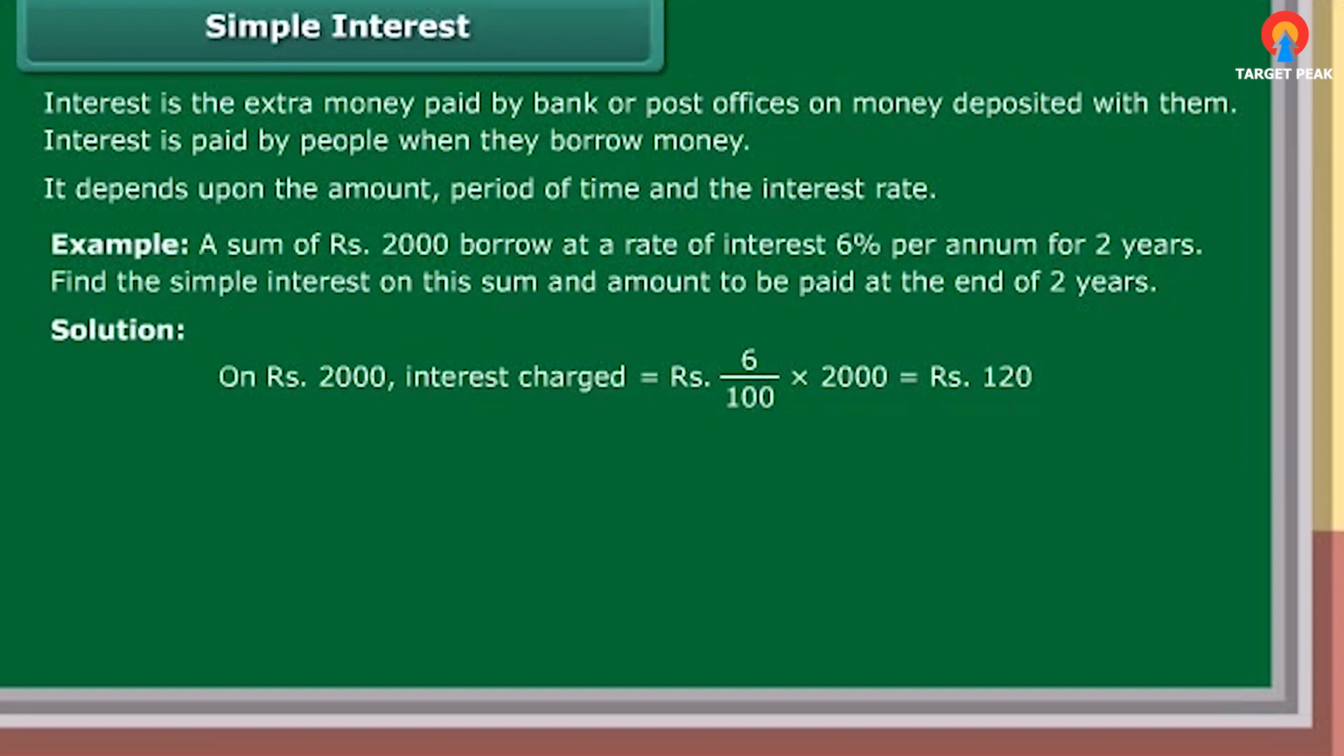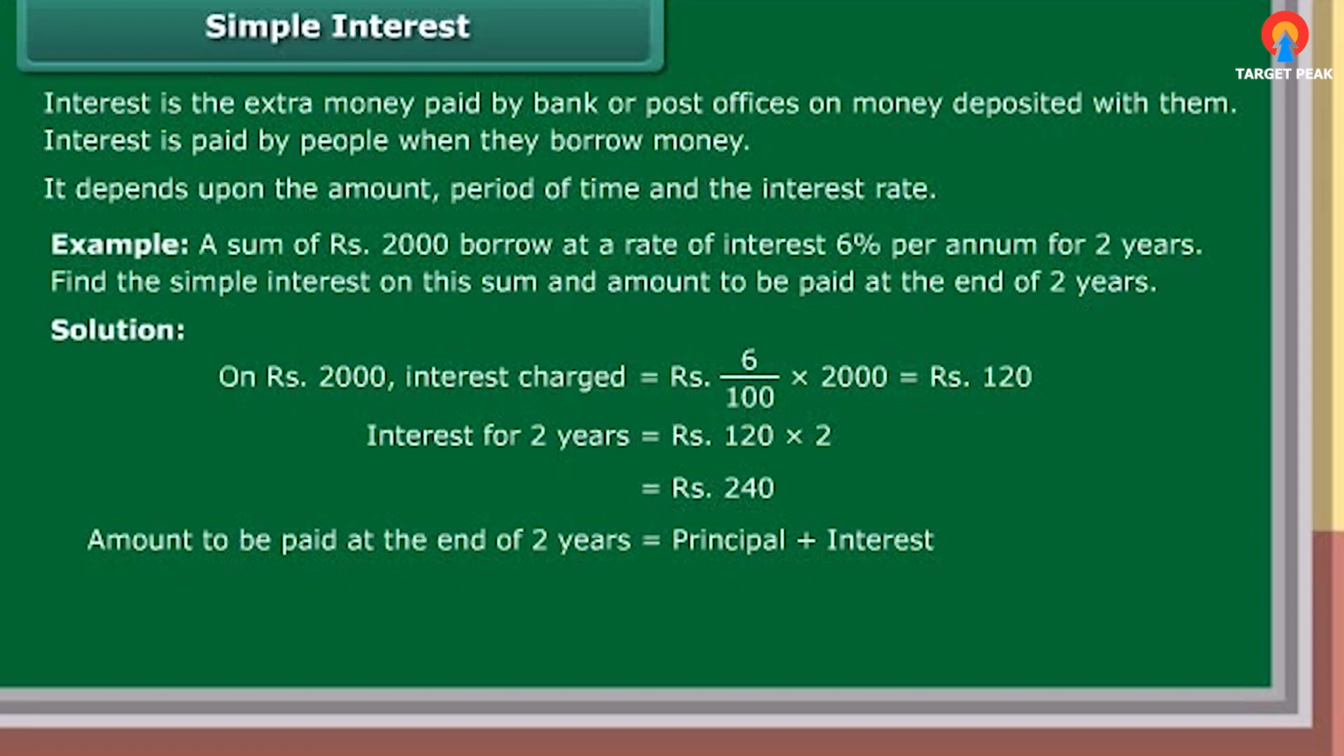Interest charged = 6/100 × 2000 = rupees 120. Interest for 2 years = rupees 120 × 2 = rupees 240. Amount to be paid at the end of 2 years = principal + interest = rupees 2000 + 240 = rupees 2240.